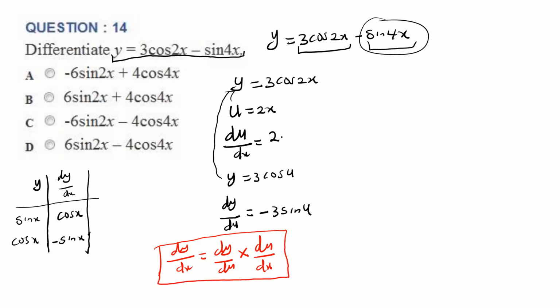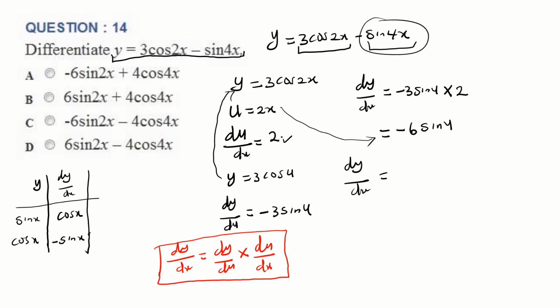So let's go back to our workings and input this formula. We can say that dy over dx is equal to, now what is our dy over du? That is minus 3 sine u, multiplied by du over dx. What is du over dx? That is 2. So here we now have 3 times 2, which is minus 6 sine u. Then we are going to substitute back our u into this. So we now have dy over dx equal to minus 6 sine 2x.